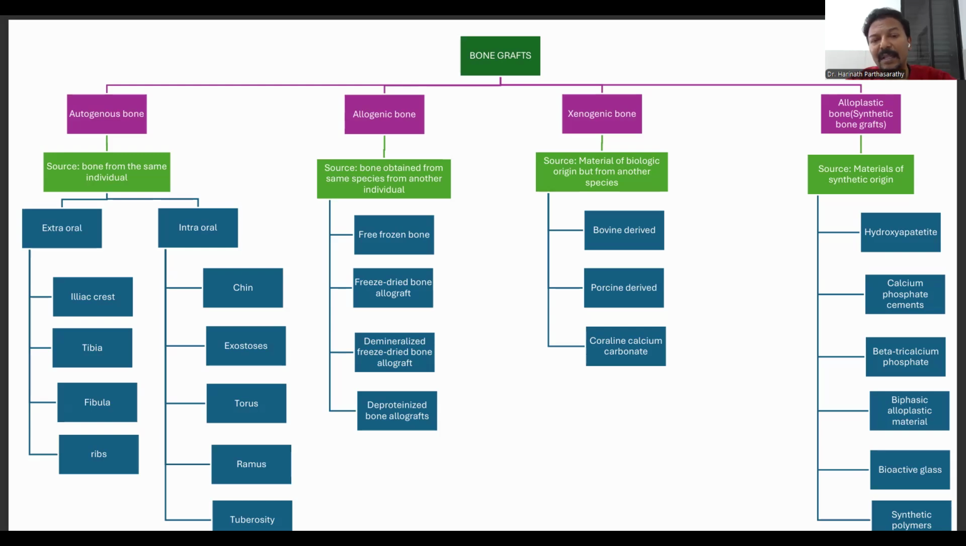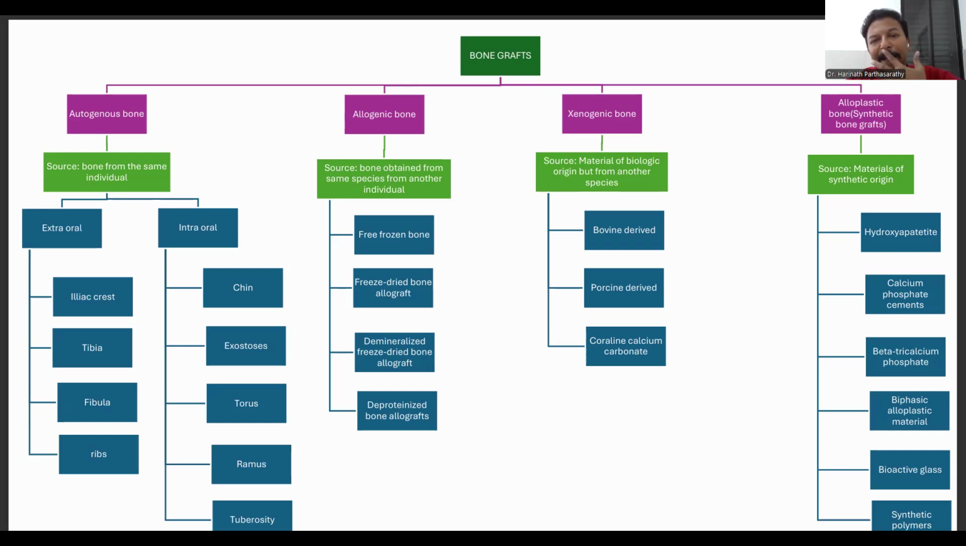The next choice of bone grafting will be your alloplastic materials, or alloplasts. These materials are synthetic in origin. Alloplasts, or your synthetic bone grafts, are not biological bones. They are not from an animal source, they are not from a human source. They are engineered bone graft particles or bone void fillers.